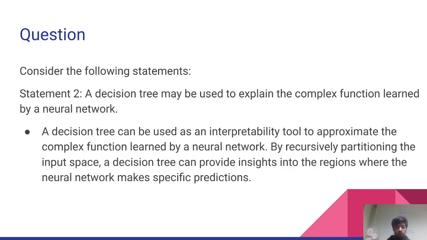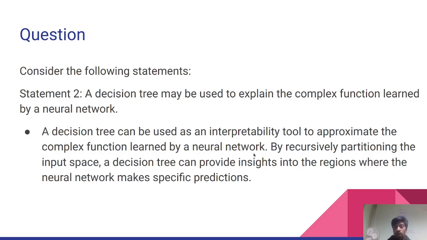Then let's go to statement 2. Decision tree may be used to explain complex function learned by a neural network. So here this actually is true. Decision tree can be used to interpret the model. So basically, suppose the model is approximating a complex function. By that I mean that it is mapping an input to the output. So you have a neural network, you are giving some input, and it is giving an output. So that mapping from input to output, we are calling it a complex function, and it is learned by the neural network.